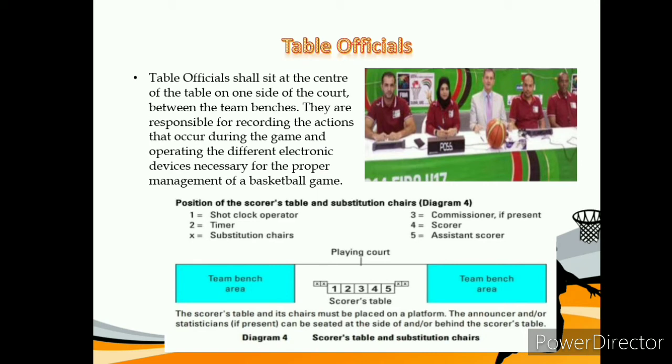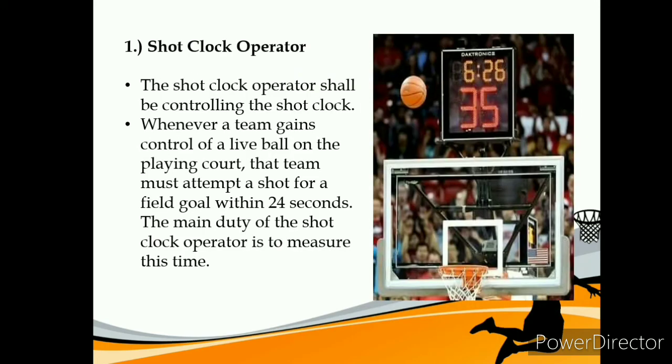Now let's discuss the 5 table officials. The shot clock operator. The shot clock operator shall be controlling the shot clock. Whenever a team gains control of a live ball on the playing court, that team must attempt a shot for a field goal within 24 seconds. The main duty of the shot clock operator is to measure this time.